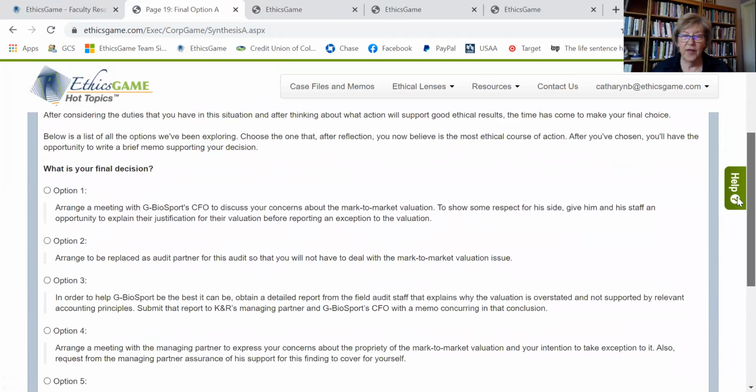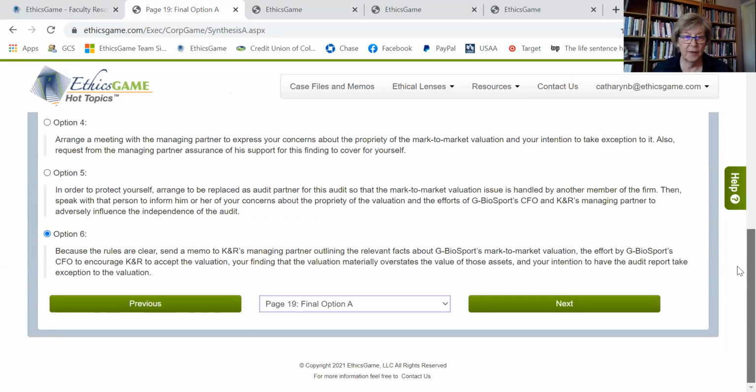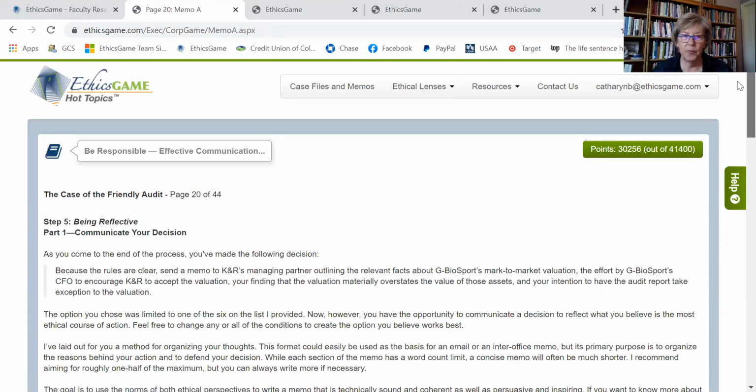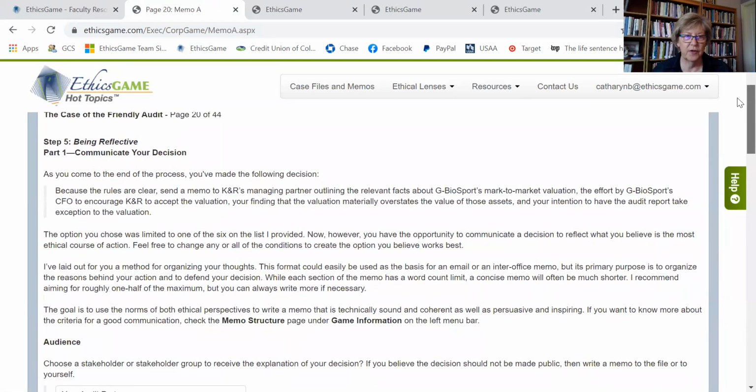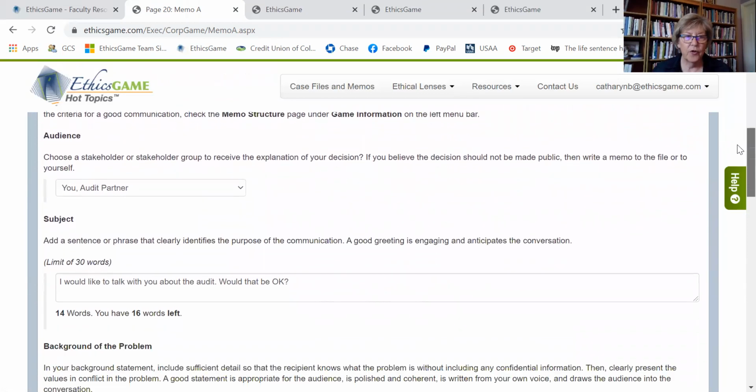Now, you may not have liked any of the options we chose. You may like one option better than the other. This is where you get to choose which option you want to have as your final option. And so you choose the option, and then the next page is a really important page because this is where you get to tell people why you made the decision the way you did. As you're reflective, you made the decision because the rules are clear, to send a memo to the partners outlining the relevant facts. You then work your way through a very typical business memo.